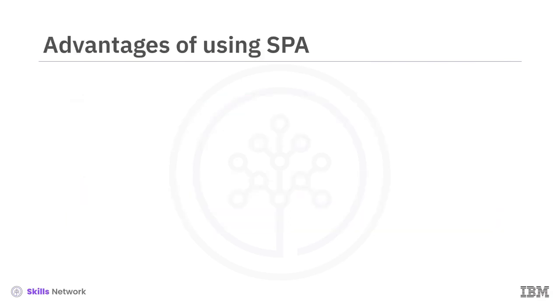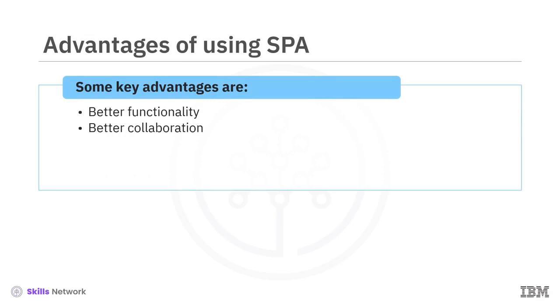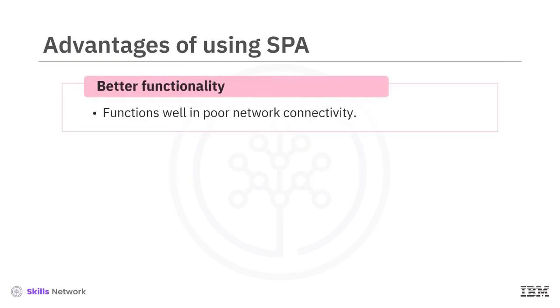Let's learn about some advantages of SPA. Some key advantages are better functionality, better collaboration, faster, easy to debug, better user experience. SPAs function well even when the network connectivity is weak. With just one request to the server, the application stores all the information it receives in the cache.